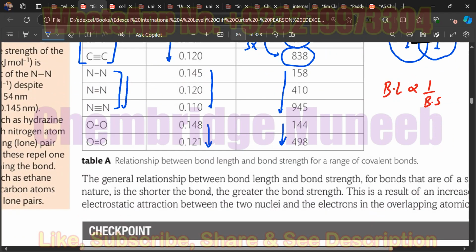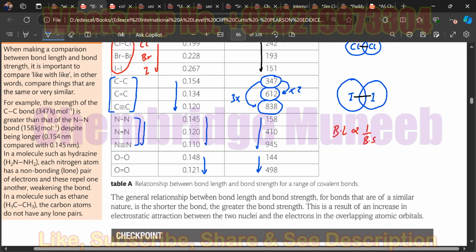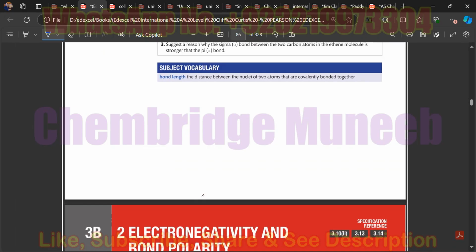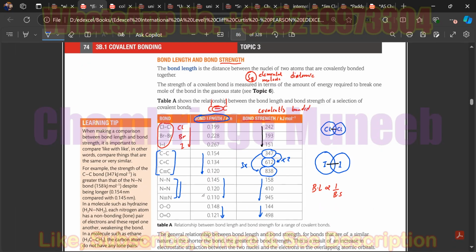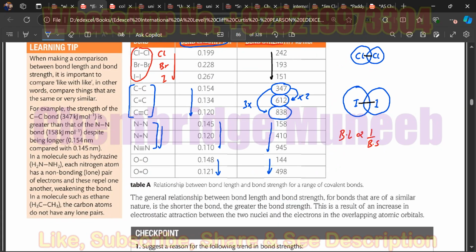Okay, so we have studied the strength and the bond length of these molecules. Now our next topic is based on electronegativity and bond polarity, so I will start that topic in our next class. Okay.